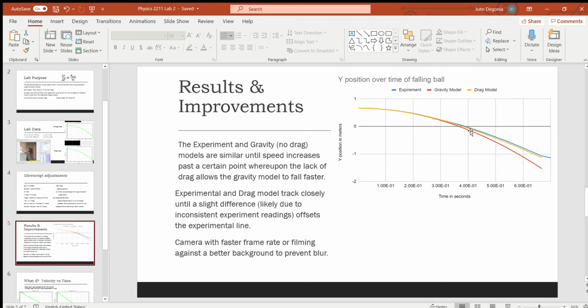The experiment, however, wobbles a little bit, you can see here, and kind of gets off track by the end. That is likely due to the blurring I experienced in Tracker. If we perhaps had a camera with a faster frame rate or was filming against a clearer background, we might have been able to prevent that blur. Otherwise, things are relatively close, and it does show how the drag slows down the object.